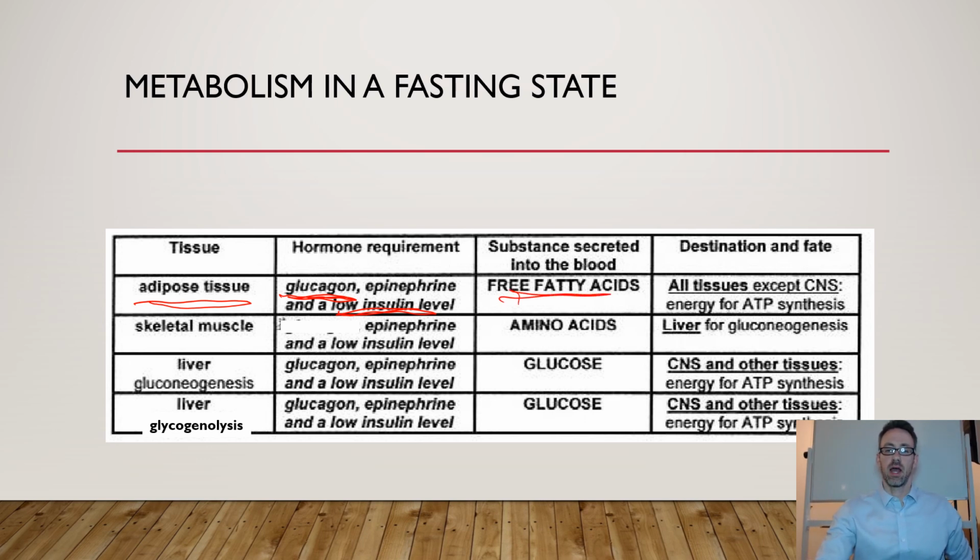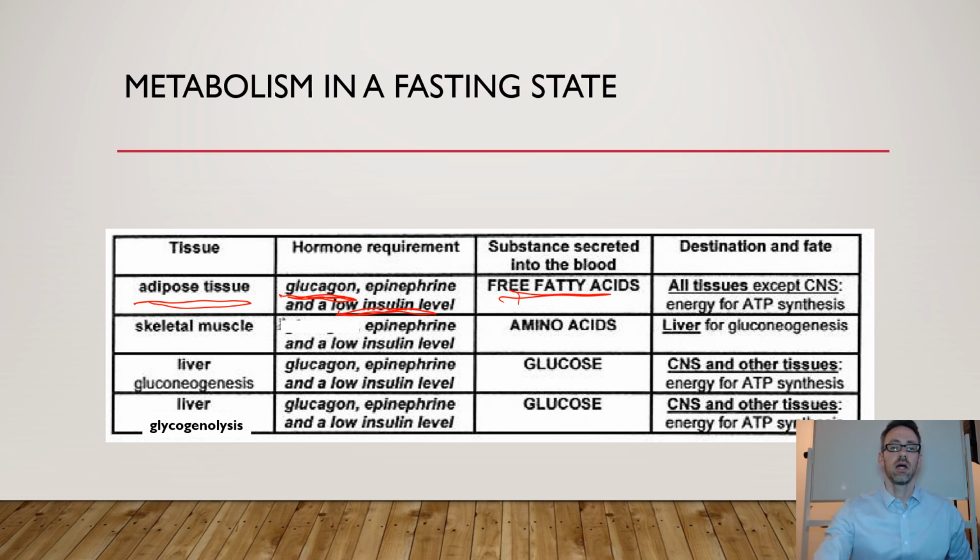The destination of those free fatty acids is really most of the tissues. Like I said, the central nervous system and red blood cells require glucose. They can't use fatty acids. They don't have the machinery to do so. So they require glucose, which is why we have to regulate that. What we do is break down the triglycerides in the fat tissue into free fatty acids that can be utilized by most of the other tissues in the meantime, so they're not using up the glucose that the brain and the red blood cells need.